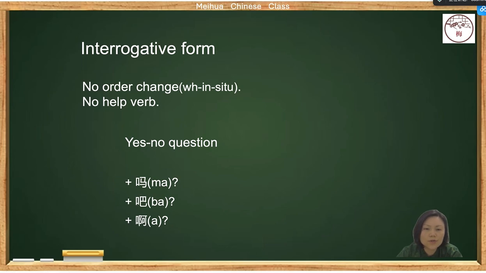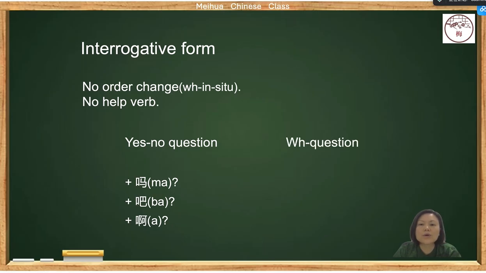So what are these characters? There are mainly 3 characters. Each fits its unique situation. The first one is ma. This is the most common one. Ma. Second one is ba. Ba. The third one is ah. Ah. I will explain the difference for these 3 later.